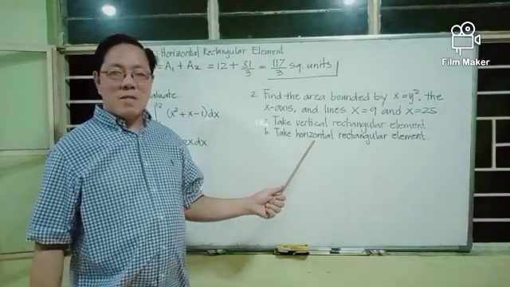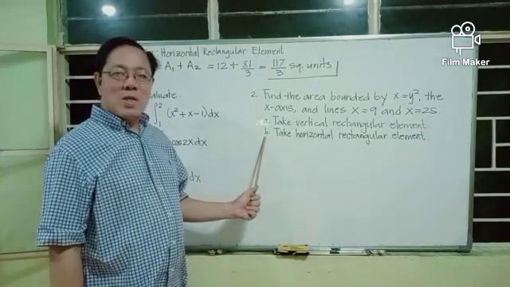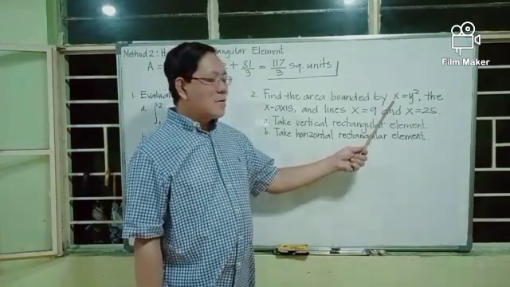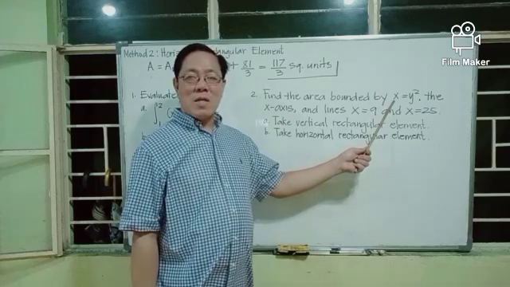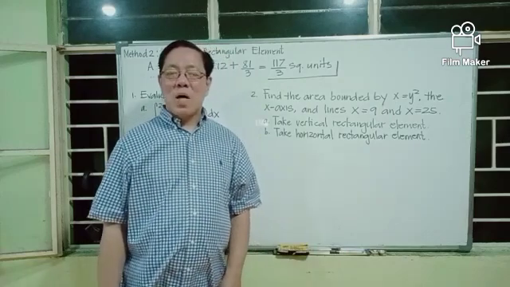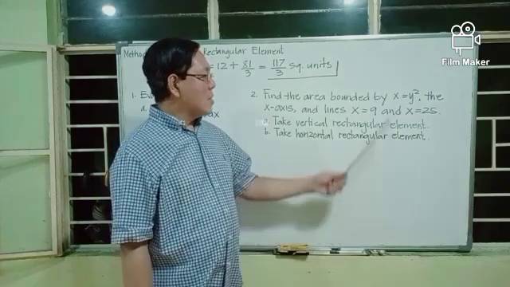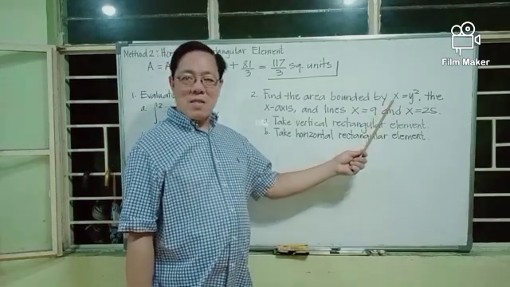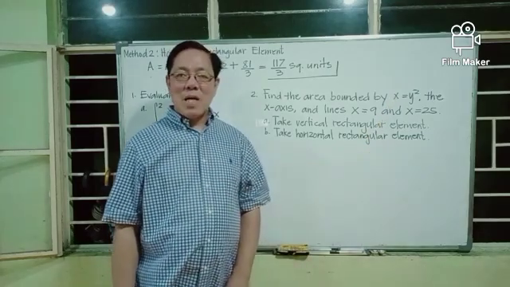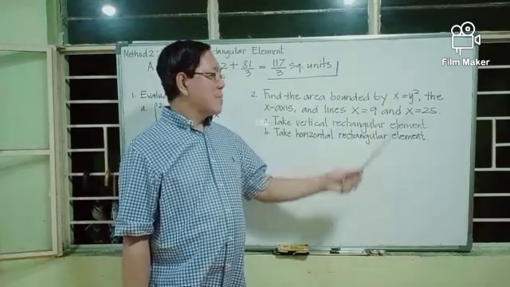And for you to check your answer, you must get the same answer for letter B when you take horizontal rectangular element. The graph of this, now this is a quadratic equation in y. And a quadratic equation in one variable, either x or y, the graph is a parabola. So the graph of this is a parabola, but the axis of symmetry, the line that divides the parabola into two, is the horizontal axis or x-axis.